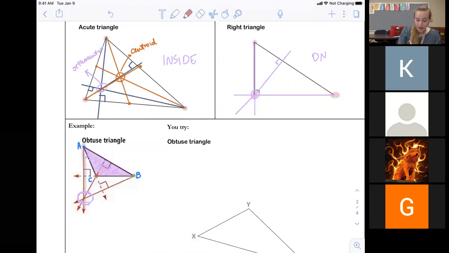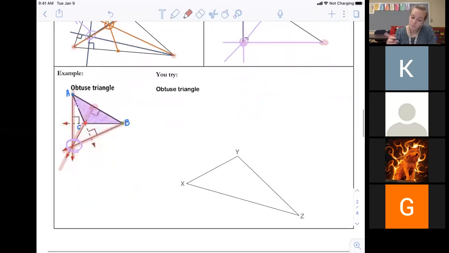So the altitude from A is on the outside of my triangle. Same with B, it's on the outside of my triangle. C is fine, C goes right there. It stays inside the triangle, but we need to extend the line out to see where they cross. So that's what we're going to do on the example we have down here.